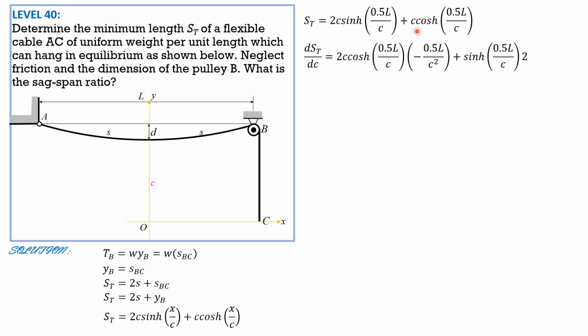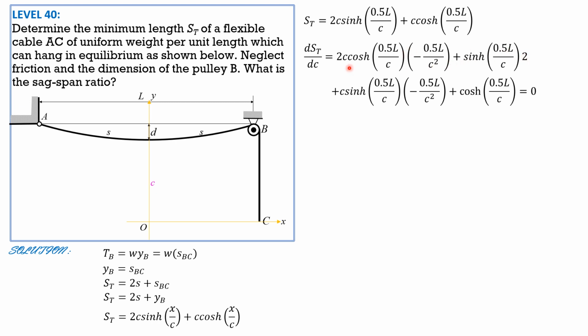Then for this second term, C, the derivative of cosine hyperbolic is sine hyperbolic of 0.5 L over C, times the derivative of 0.5 L over C, which is negative 0.5 L over C squared. So C sine hyperbolic of 0.5 L over C times negative 0.5 L over C squared, plus cosine hyperbolic of 0.5 L over C times the derivative of C, which is 1. Then equate to 0. So let's write the positive value here. Take note that this negative value when transposed to the right becomes positive.